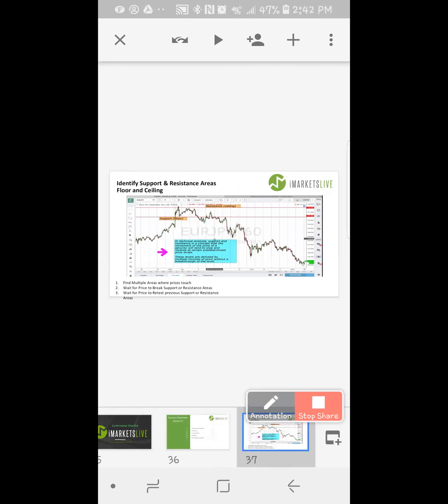Treat this as if you were in college. Like, how committed would you be to learning this stuff? And that's the way I look at it. So on this slide right here for confirmation checklist, you see up there where they have resistance. Remember I said resistance is like your ceiling, support is like your floor. You have to identify your support and resistance, find multiple areas where price has touched, wait for the price to break support or resistance areas, and wait for price to retest.